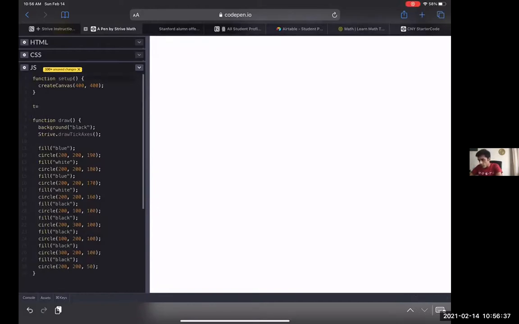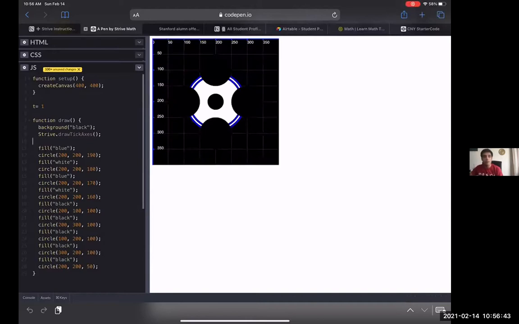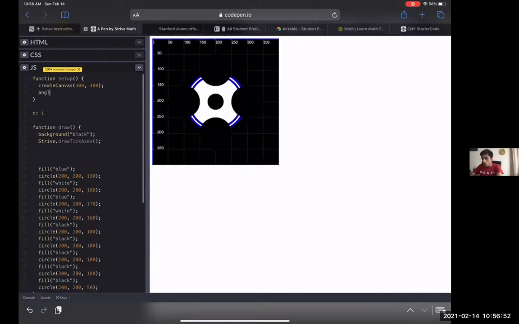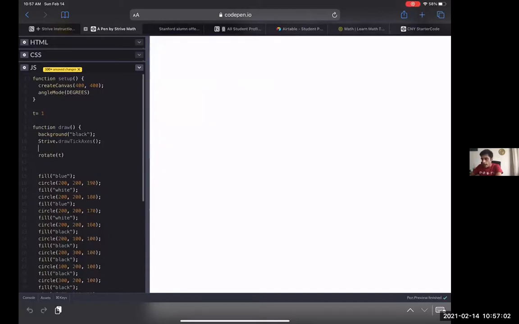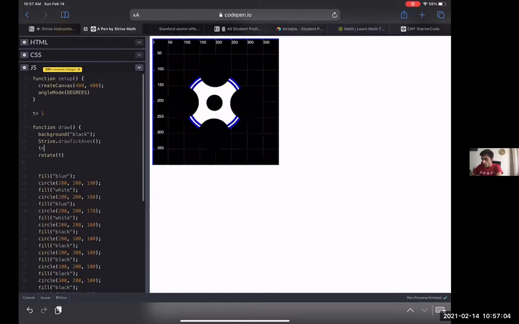Let's make this fidget spinner spin. T is equal to 0. Why isn't it showing up? There we go. Okay, fidget spinner spinning. Cool. T is equal to 0. And then we will do angle mode degrees up here. Ignore this. Angle mode degrees. All right, 4 minutes. Let's go. Rotate by T. And we're going to do T is equal to T plus 10.